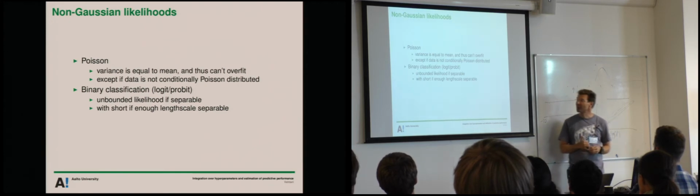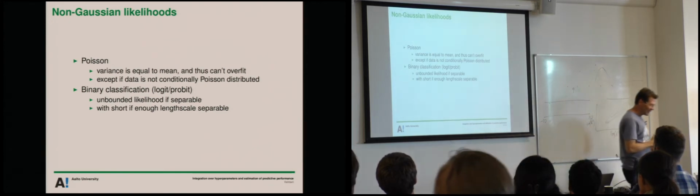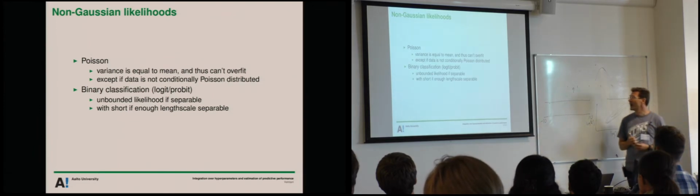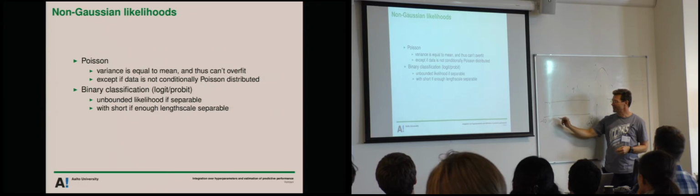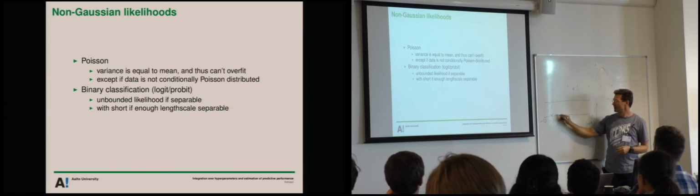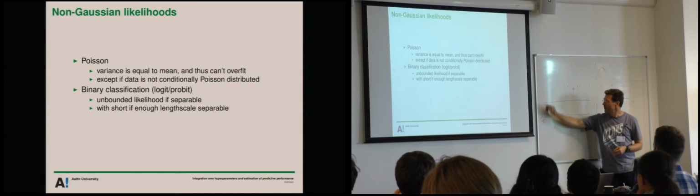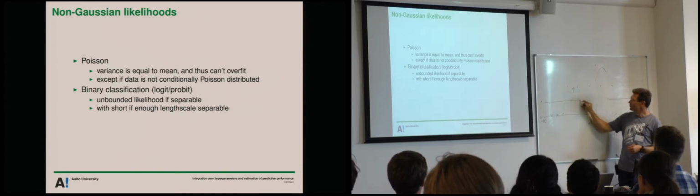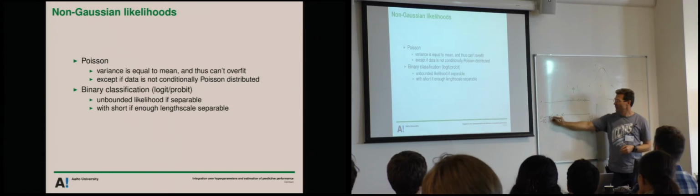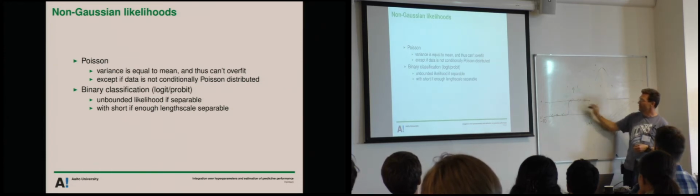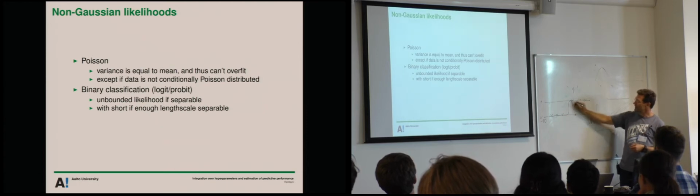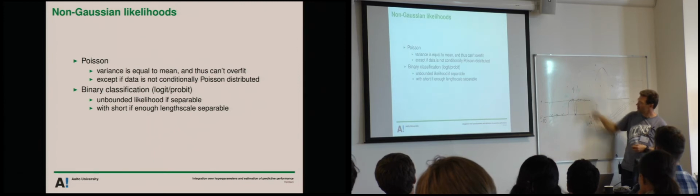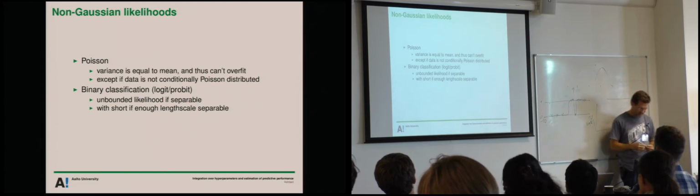Binary classification, logit and probit. The likelihood is unbounded if separable, and in case of GP, so if there's a class 0, class 1, and we would have observations like this, we get unbounded likelihood if it can fit like this and it can make the length scale short enough. Even if we would have some like this, it could make it, then it's just short scale, again short enough that it can visit all the observations.